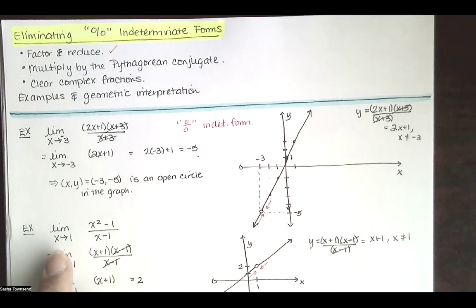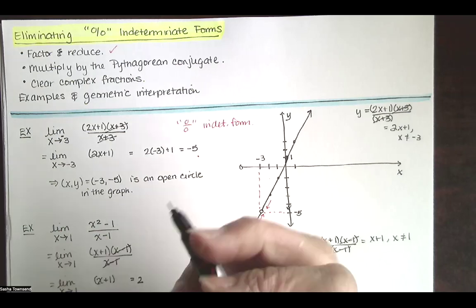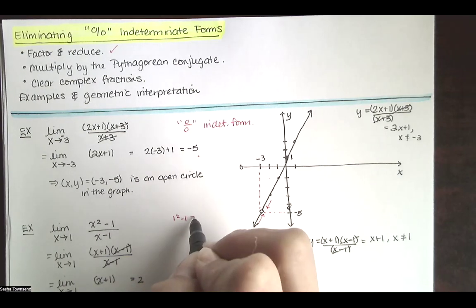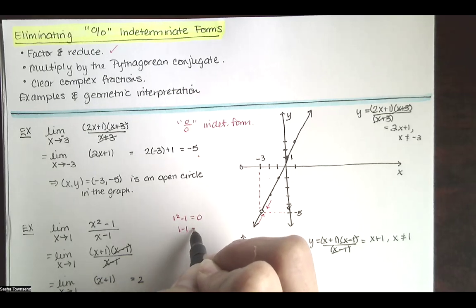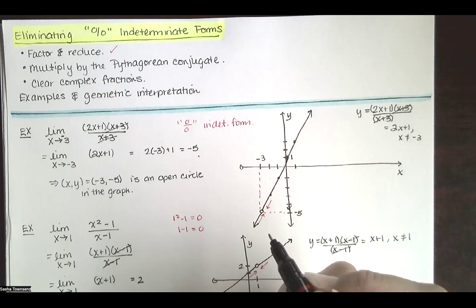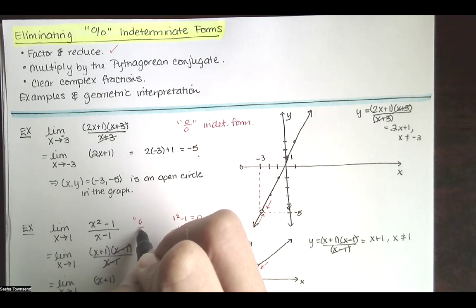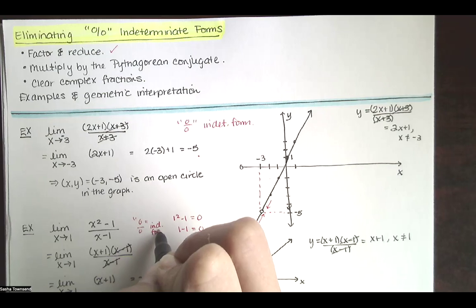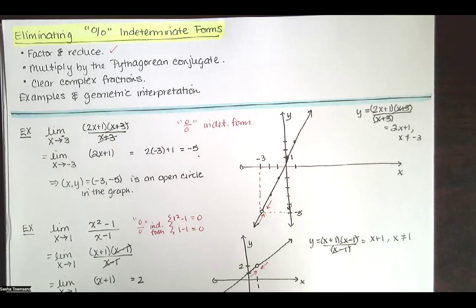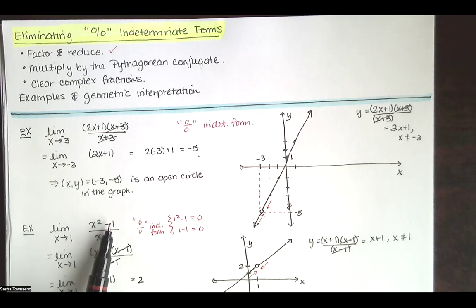Now this one is similar. If I substitute in x equals 1 here, 1 squared minus 1 is 0. And of course, 1 minus 1 is 0. So this is a 0 over 0 indeterminate form. And as soon as you notice that, you can say, okay, if I'm dealing with a rational function, I'll just factor. This is a squared minus b squared. A squared minus b squared factors to (a plus b) times (a minus b). In this case, a is x and b is 1. We've got (x plus 1) times (x minus 1) divided by (x minus 1).